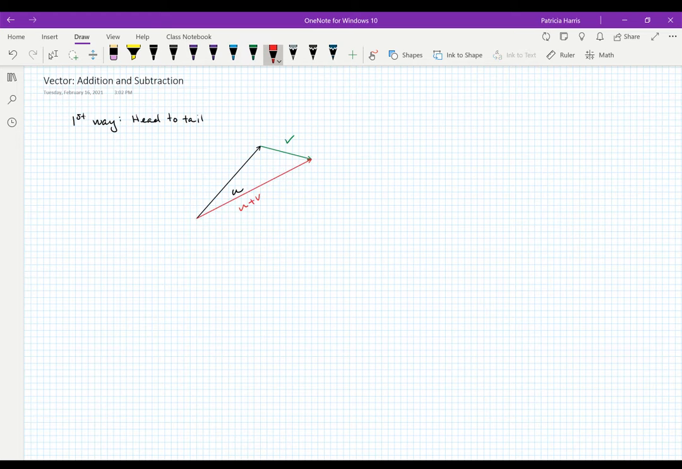I am not a huge fan of the head to tail method because it doesn't really give you any frame of reference. However, u plus v is called the resultant vector. Okay. All right.